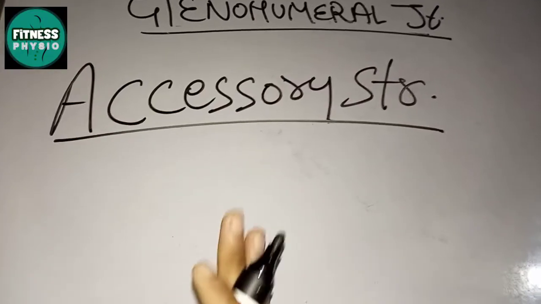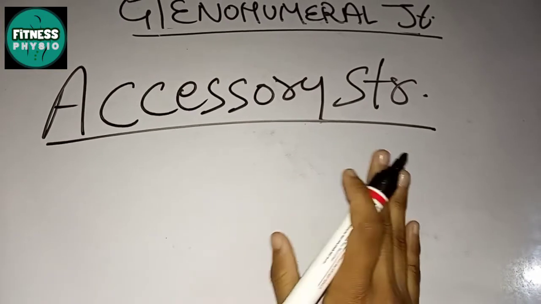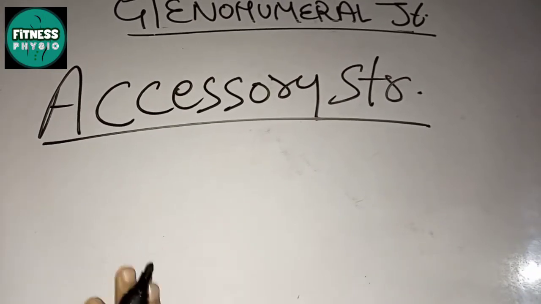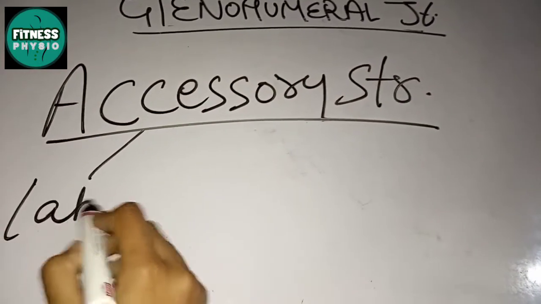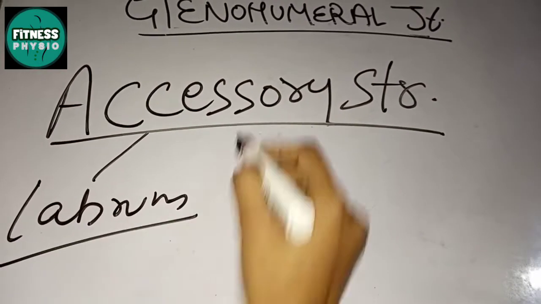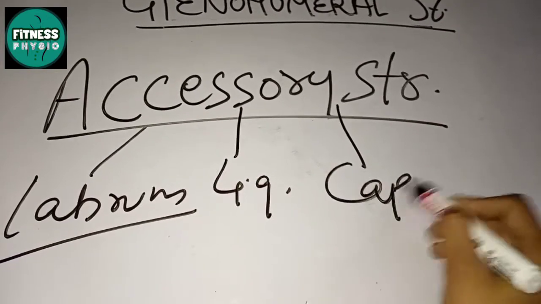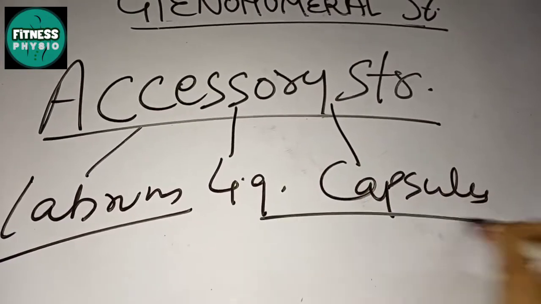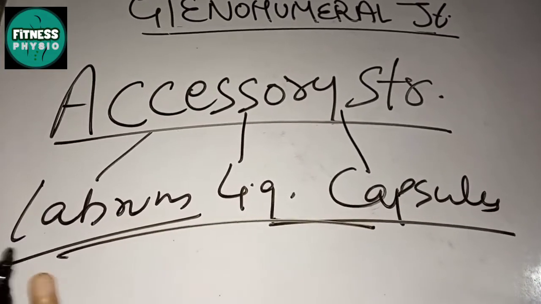Now we will be discussing the accessory structures of the glenohumeral joint, which make your joint stable. First is the labrum, ligaments, and the capsule, which make your joint stable or congruent. Let's see these one by one.